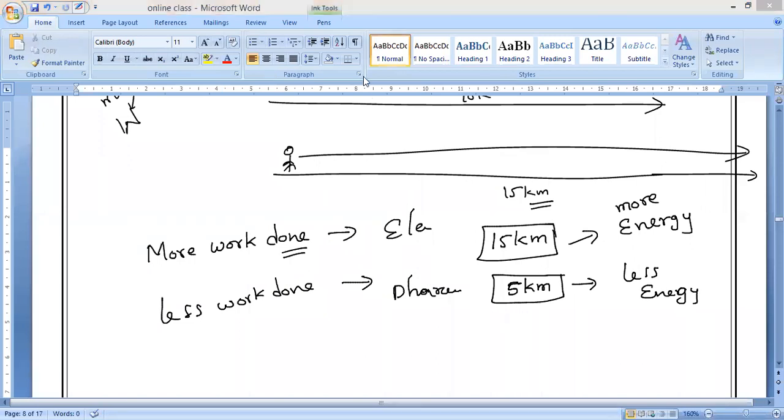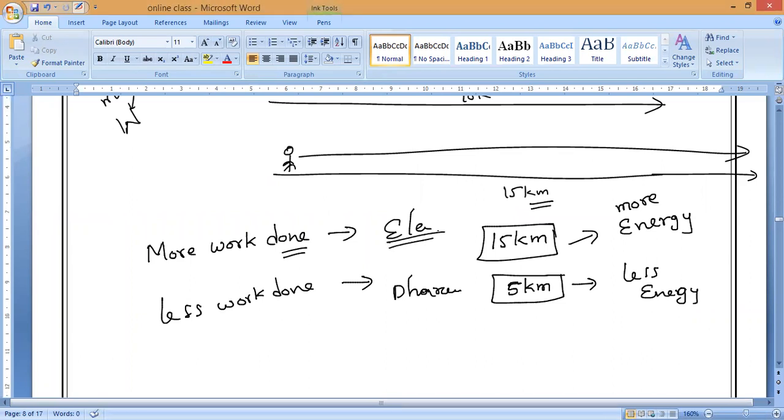So now have you noticed it? Alana, Shruti, Laksha, everybody. So now he is doing more work done because he has more energy. Here, Darun is doing less work done because he has less energy.